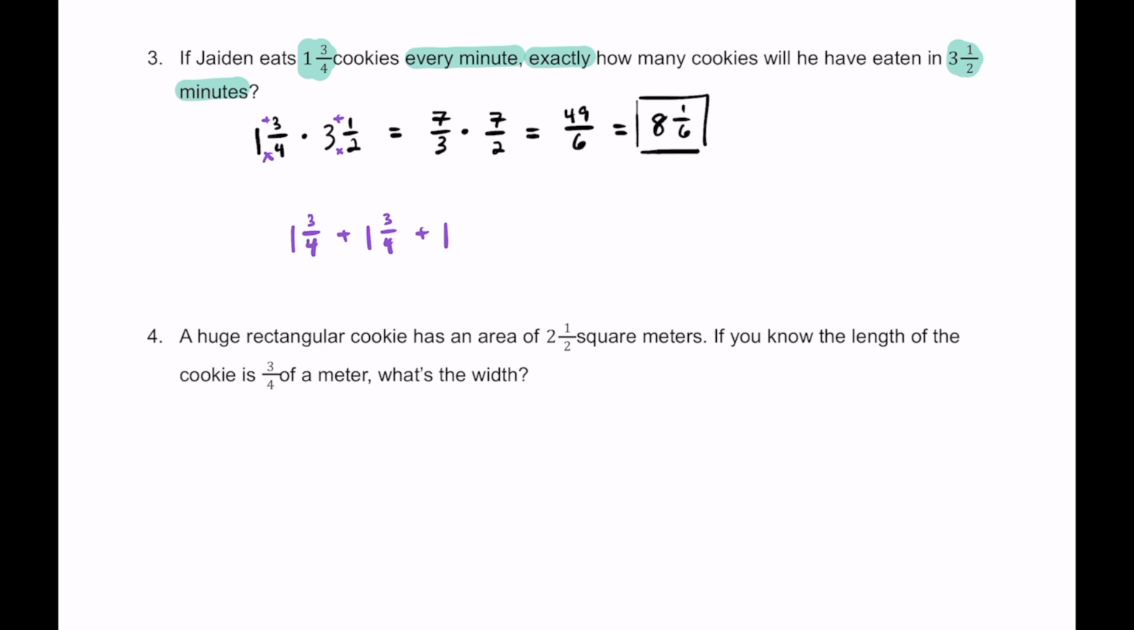In the third minute, he would eat another 1 3/4. And in the last bit, he's going to eat half. He's going to eat half of that. So half of 1 3/4.